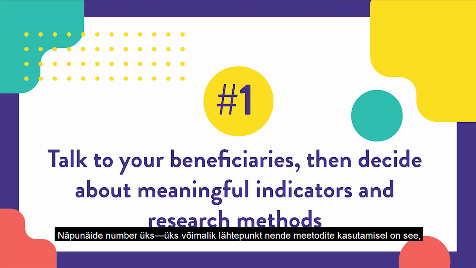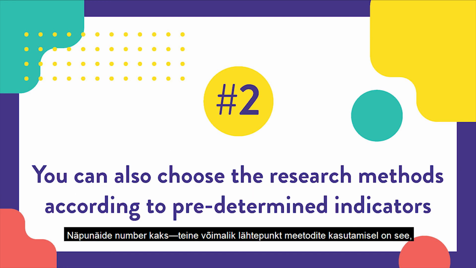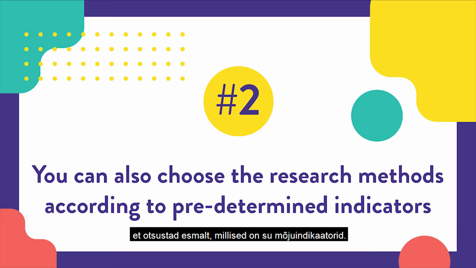Tip number 1. One starting point of using the methods is simply trying to get to know your beneficiaries better. After collecting information about their needs and preferences, it may be easier for you to decide about the impact indicators and then make choices about the specific measurement methods according to each of the indicators. Tip number 2. Another starting point of using the methods is first deciding what are your impact indicators. After choosing these, you can then make choices about appropriate research methods according to each of the indicators.